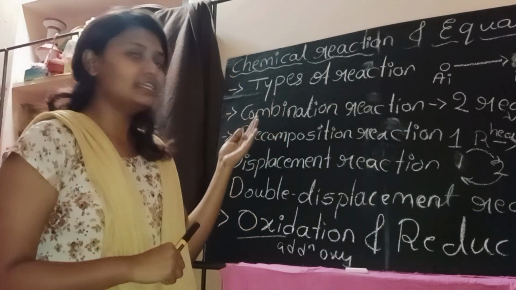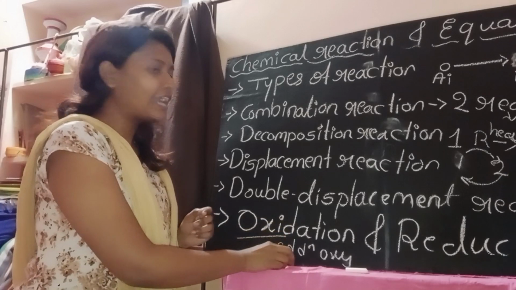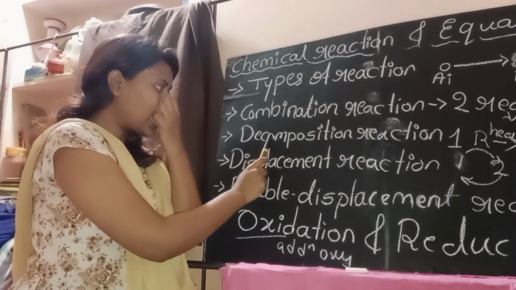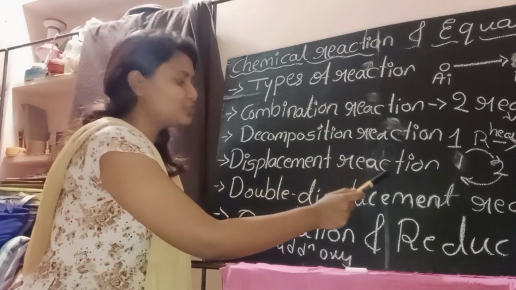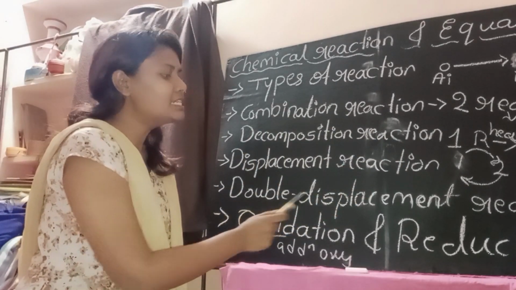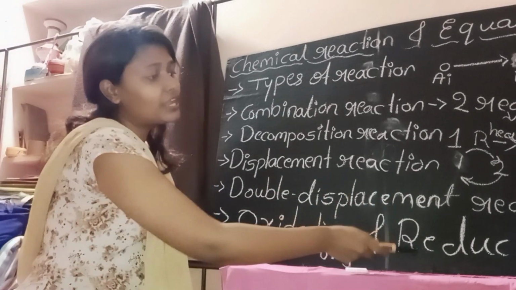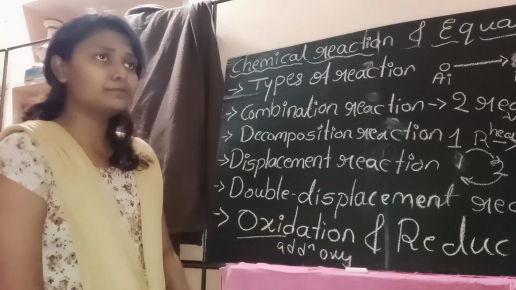As you see, here we have mainly five types of reaction. The first one is the combination reaction, the second is the decomposition reaction, the third is the displacement reaction, the fourth is the double displacement reaction, and the fifth, last one, is the oxidation and reduction reaction. So these are mainly the five types of reaction.